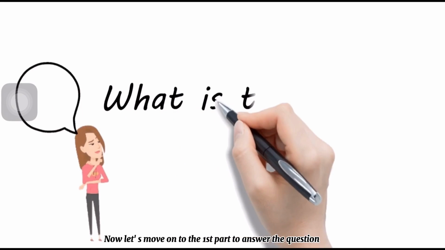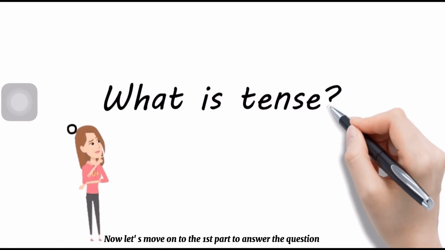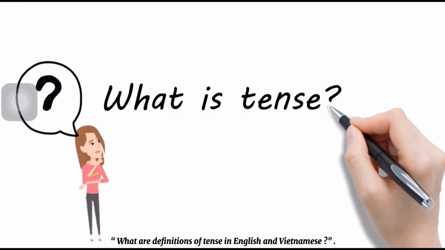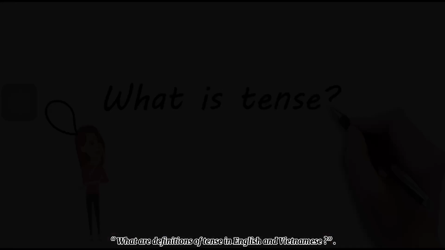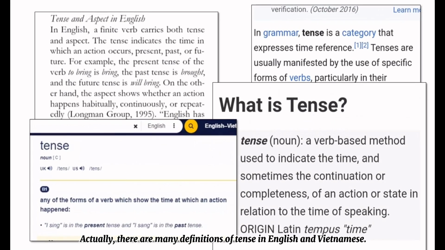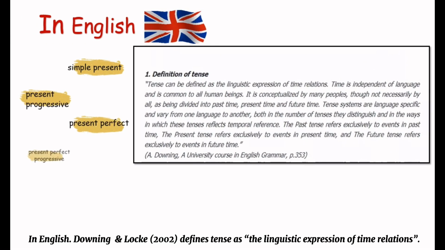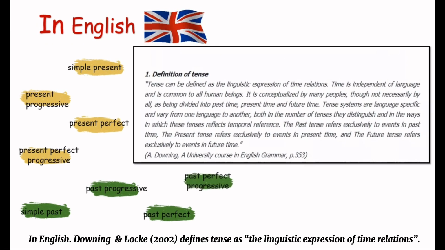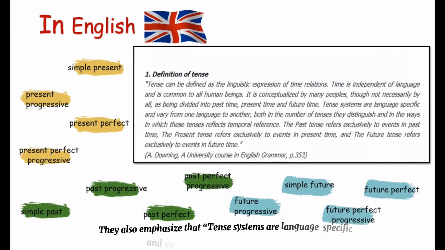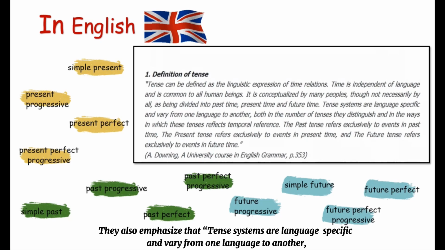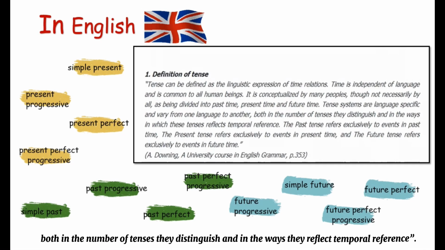Now, let's move on to the first part to answer the question: what are the definitions of tense in English and Vietnamese? Actually, there are many definitions. In English, Downing and Locke in 2002 define tense as the linguistic expression of time relations. They also emphasize that tense systems are language-specific and vary from one language to another, both in the number of tenses they distinguish and in the ways in which these tenses reflect temporal reference.